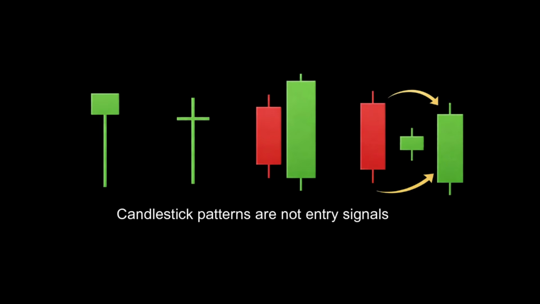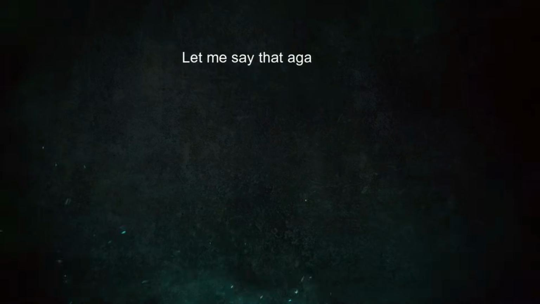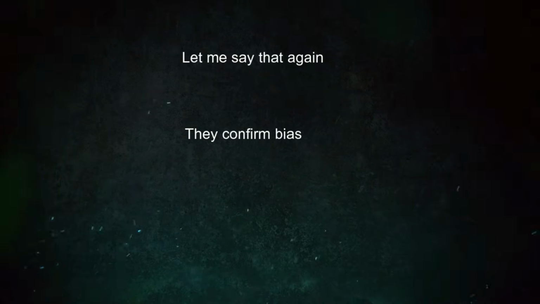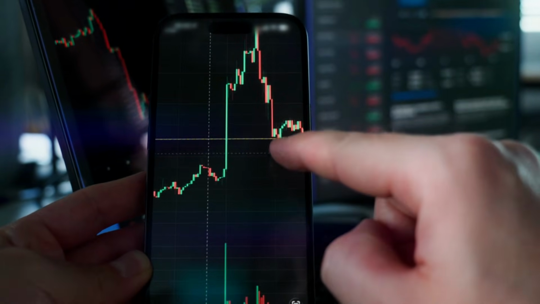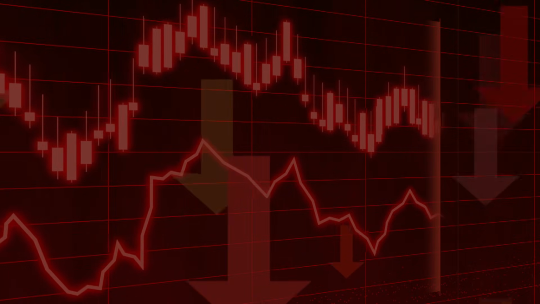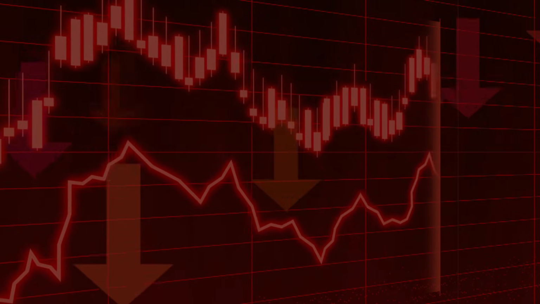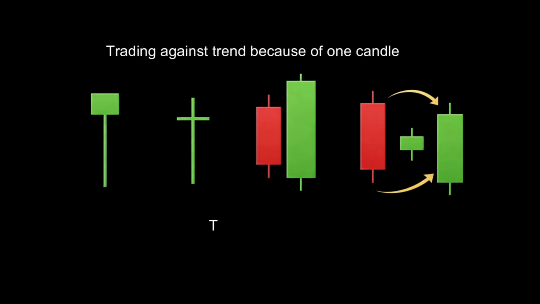Candlestick patterns are not entry signals. They are confirmation tools. Let me say that again. They confirm bias. They don't create bias. If the trend is bullish, you look for bullish confirmation patterns. If the trend is bearish, you look for bearish confirmation patterns. Trading against trend because of one candle, that's gambling.